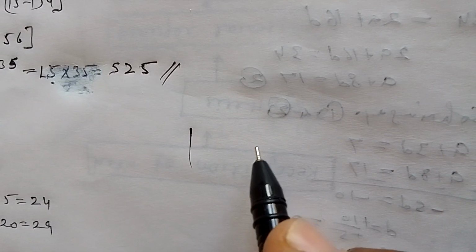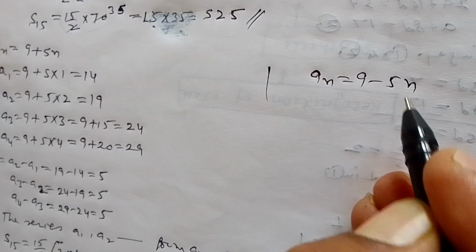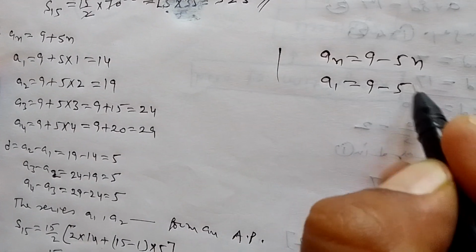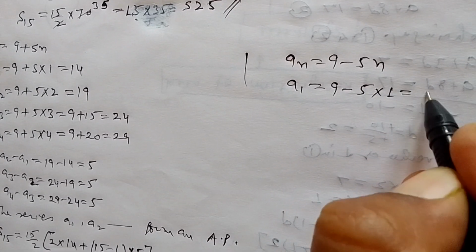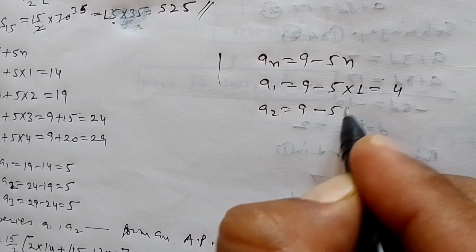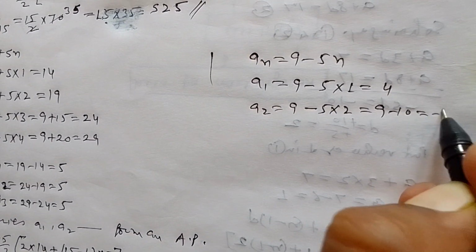Calculate this series with the general term 9 minus 5n. So a1 is equal to 9 minus 5 multiplied by 1, that comes out to be 4. a2 is 9 minus 5 multiplied by 2, that is 9 minus 10, which comes out to be minus 1.